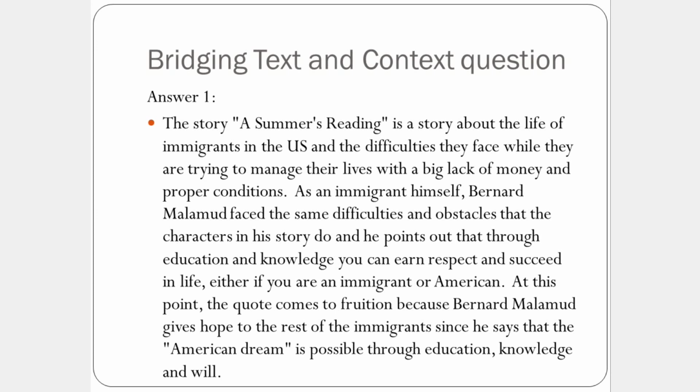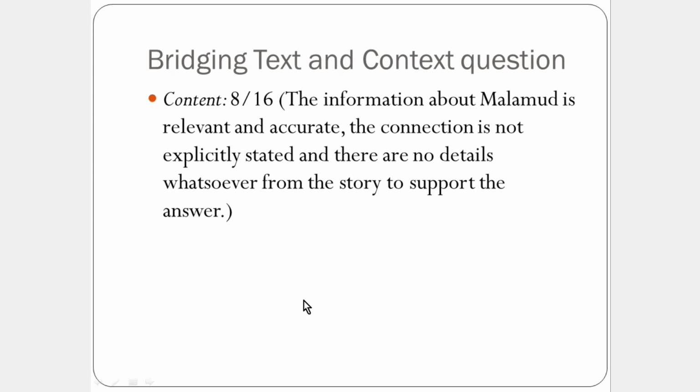Make a connection. The first answer you've already read and graded, and I'll go over just a couple of things. "Is a story about the life of immigrants and difficulties they faced. As an immigrant himself, Bernard Malamud faced challenges. At this point, the quote comes to fruition." Pay attention. This bridging text sounds really good and really professional, but it's not a bridging text. There is no connection explicitly stated. There are no details from the story to support their answer. The only thing that's correct is the information about Malamud, and this received half points.